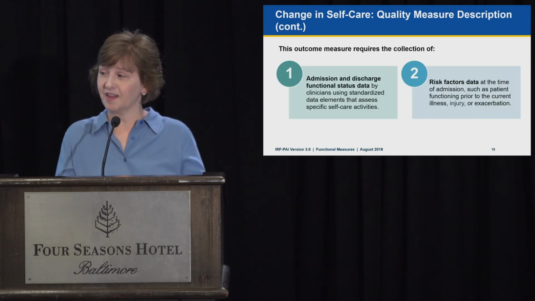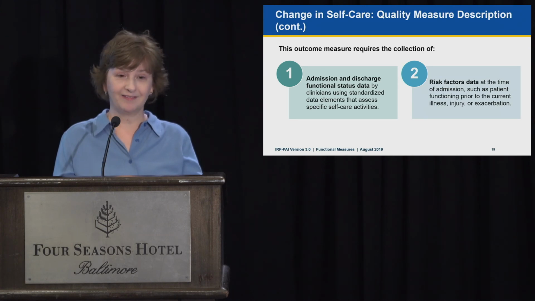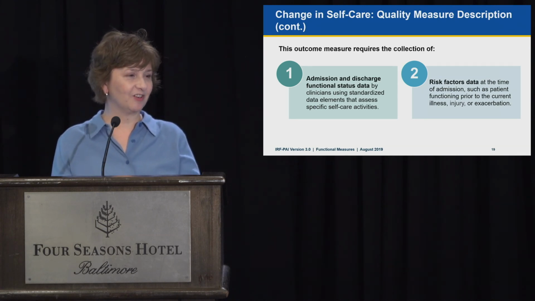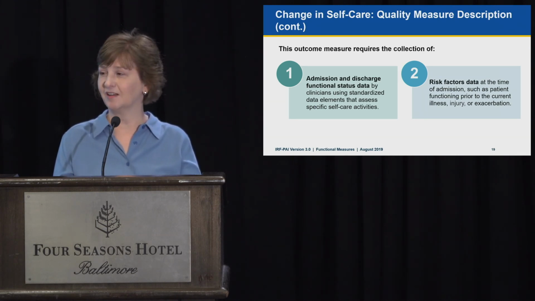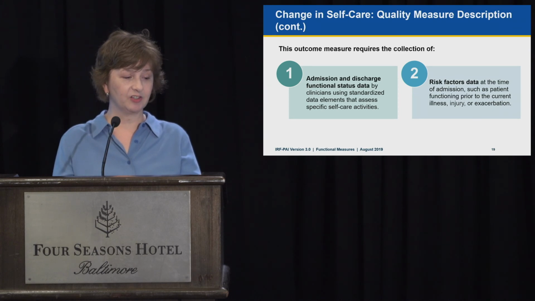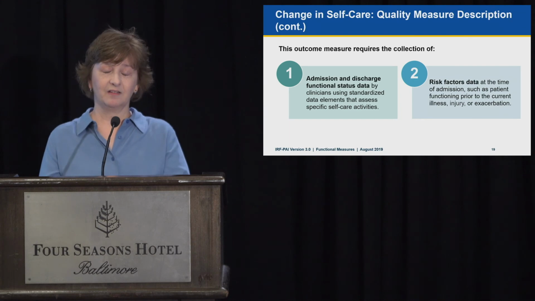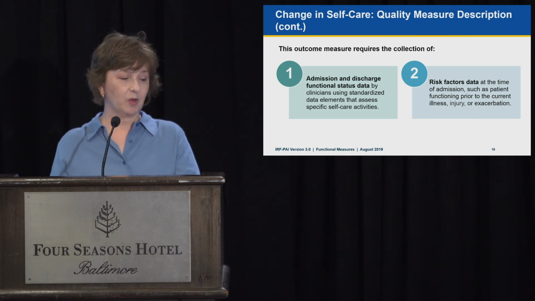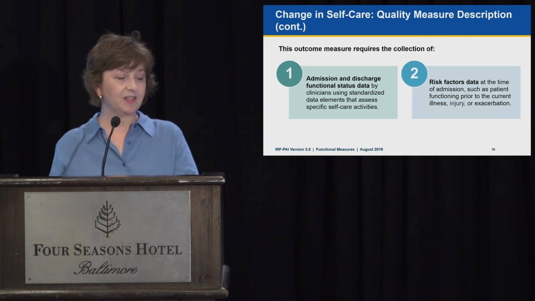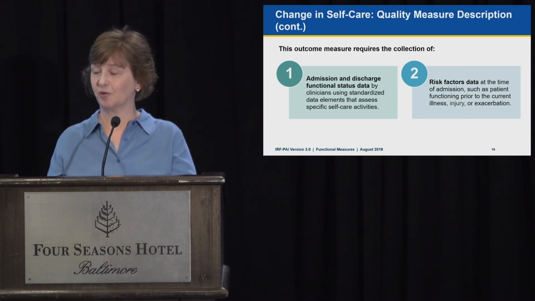There are two sets of data elements that are included in this measure for the calculation. The first one, obviously, is the admission and discharge functional status data. Manisha covered self-care activities. I covered the mobility activities. So those items are included in the calculation. The other thing that's important about this measure is that it is risk adjusted, and so there are risk adjustment data at the time of admission that are included as part of this particular measure calculation.